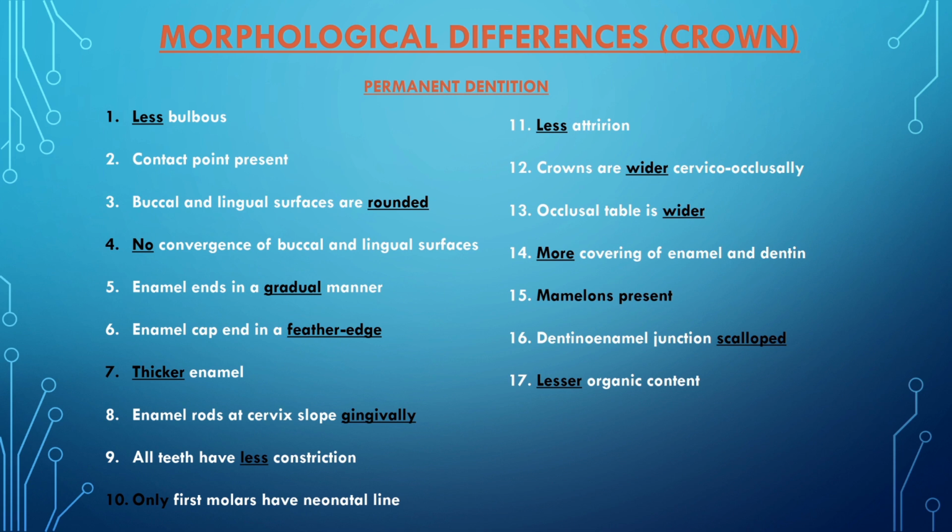In case of morphological differences in the permanent dentition, the crown is less bulbous, the crown shows less attrition, mamelons are present with thicker enamel and a more covering of enamel and dentin. There is no convergence of buccal and lingual surfaces. The crowns are wide cervicoocclusally. The buccal and lingual surfaces are rounded and only first molars are having the neonatal line. So these are the basic differences that we see in the morphological differences in the permanent dentition.